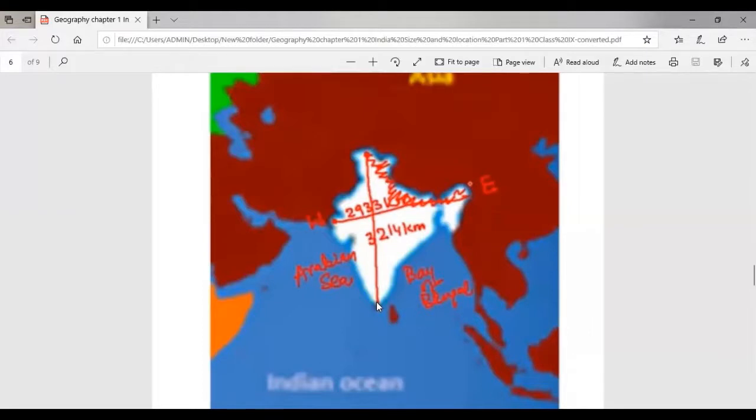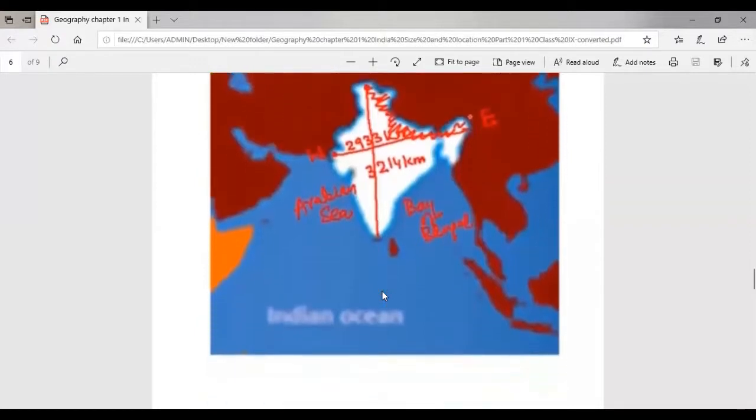Similarly, when we measure from the extreme west to the east, that is from Gujarat in the extreme west to Arunachal Pradesh in the extreme east, the distance is 2,933 kilometers. So always remember that the extent from east to west appears to be smaller than north to south. When we know this distance, we will get a fair idea how big our country is.